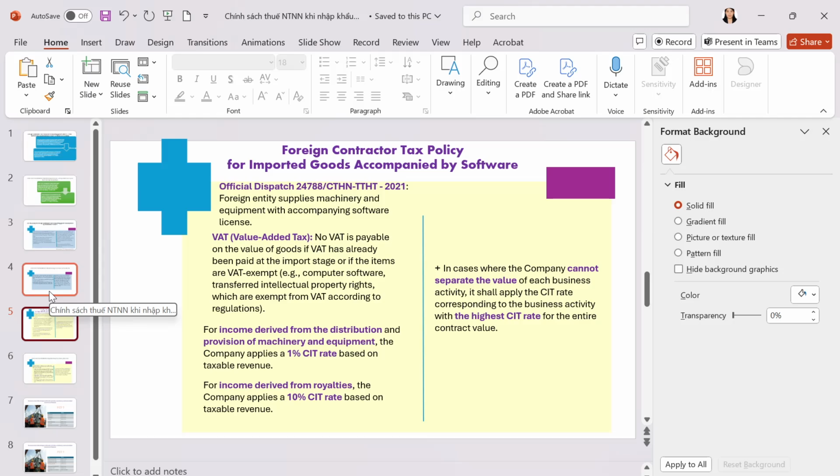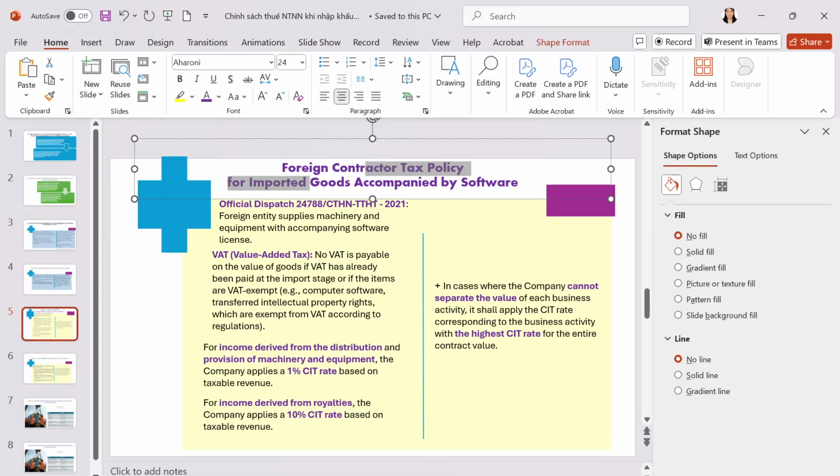So we can look at another official letter by Hanoi in 2021. It's more complicated than the earlier scenarios, and in this case, the foreign contractor provides goods accompanied by software. So in this case, we look at the values of line equipment, because the foreign contractor provides equipment attached with software, which is classified as services. So in this case, 1% will be applied to the values of machinery and equipment.